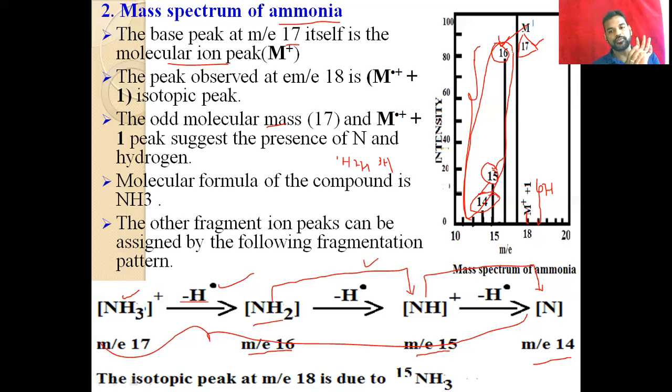Here also it is a 4 marks question. We have to identify the base peak and molecular ion peak first, and then the isotopic peak, and then the fragmentation peak. And we have to give the fragmentation and match it with the spectrum. So this much is about ammonia.